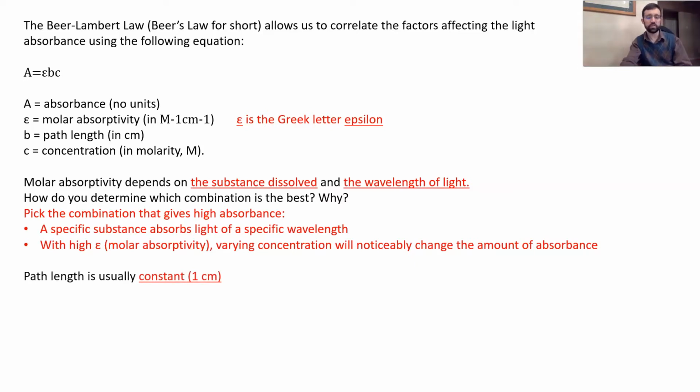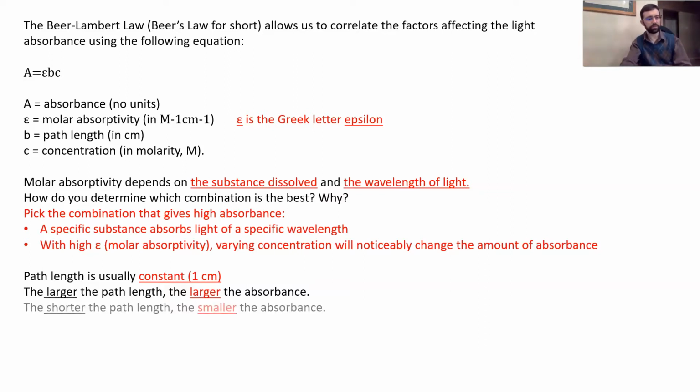The path length is usually constant at 1 centimeter, and the larger the path length, the larger the absorbance. The shorter the path length, the smaller the absorbance. That's why we tend to just standardize it at 1 centimeter. It seems to be a pretty good number with most spectrometers.